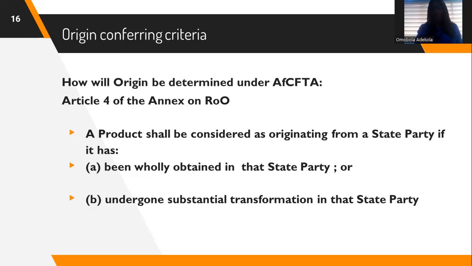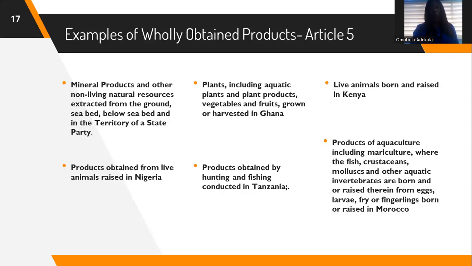The annex also specifies the sort of products that will qualify. Everywhere here that I've used Ghana, Kenya, I just used them as examples, but it applies to all AfCFTA member countries. So anywhere that I've used a country's name, it basically means it applies to all the AfCFTA member countries.